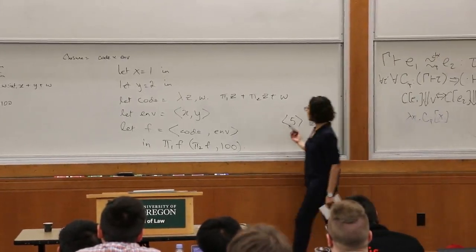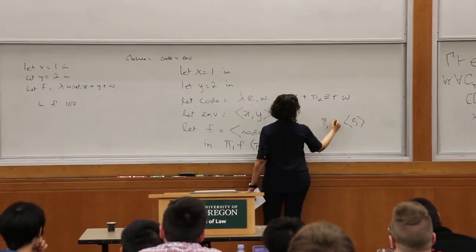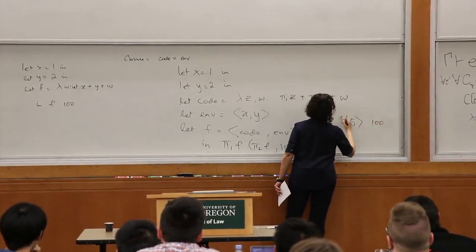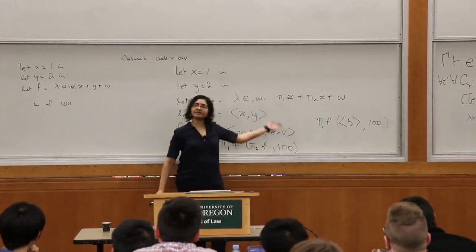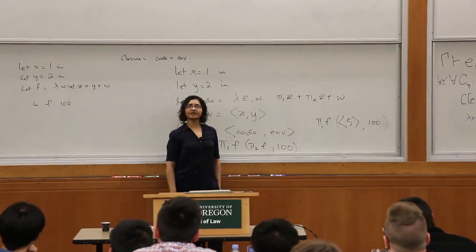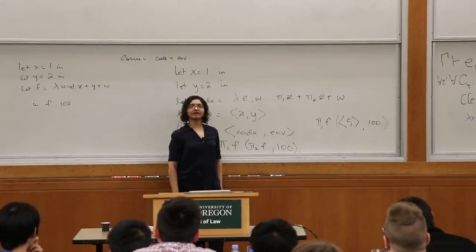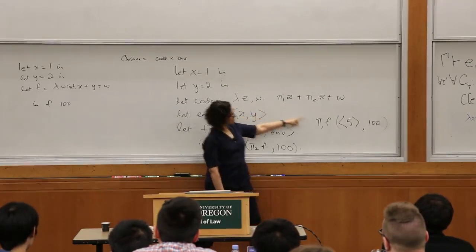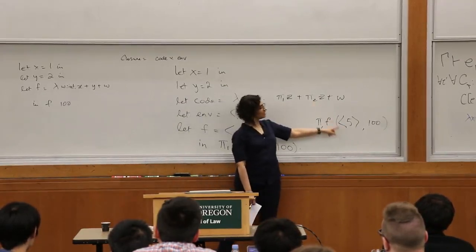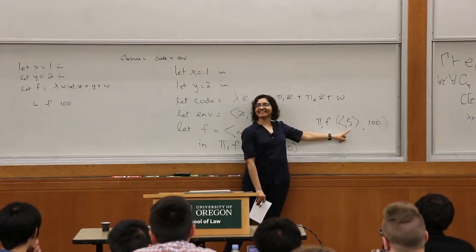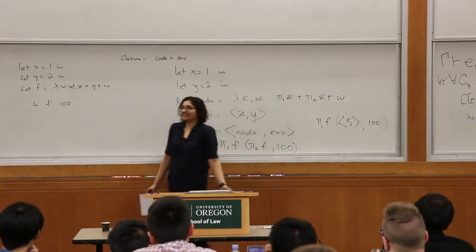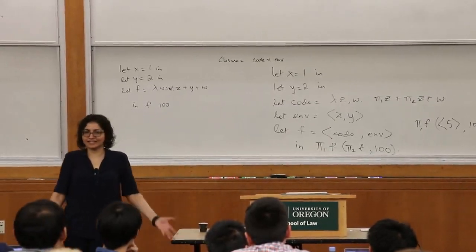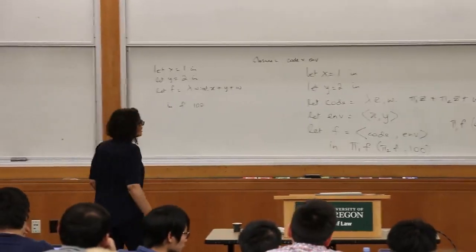And if a context ends up doing pi 1 of F and then applying it to this together with some other, let's say 100, what's going to happen if a context does that? Pi 1 of Z got a 5. Pi 2 of Z got a doesn't exist, right? Okay, so at the very least, a context can now use my closure in a way that is not sensible, and programs can crash.